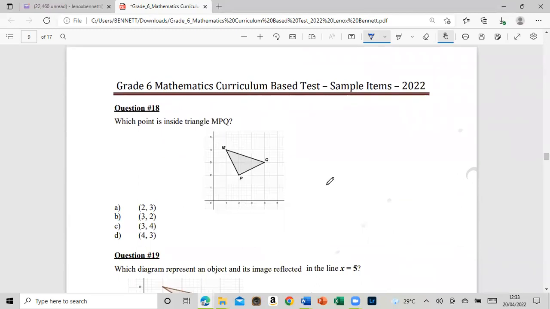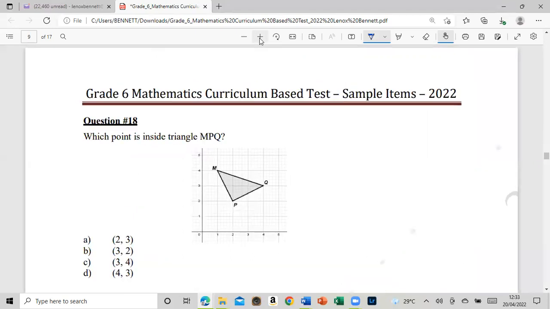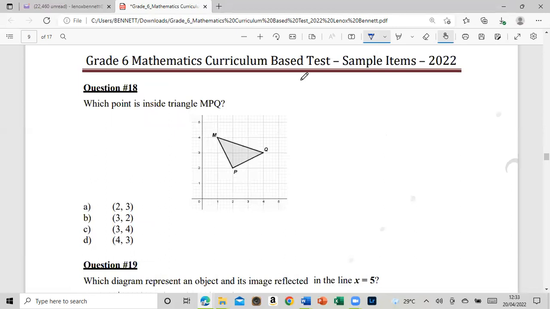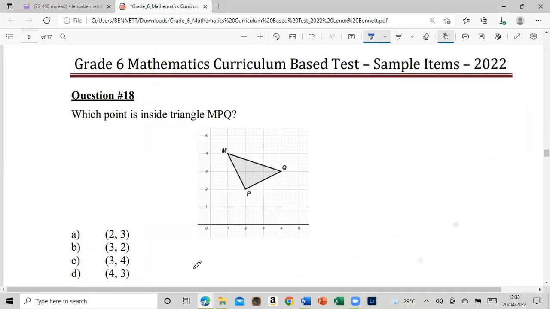And it says, which point is inside triangle MPQ? So we're going to look for it. Let me just zoom in so you guys can see. Let me zoom again. I want you guys to be able to see. All right, so is it (2, 3)? Yes, it is. So (2, 3) would be right here.